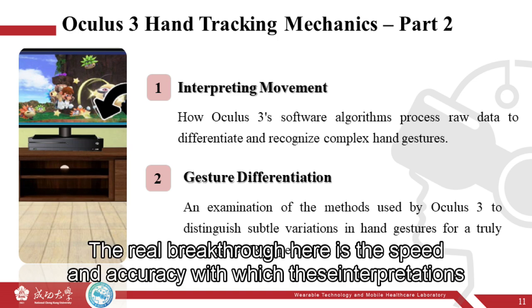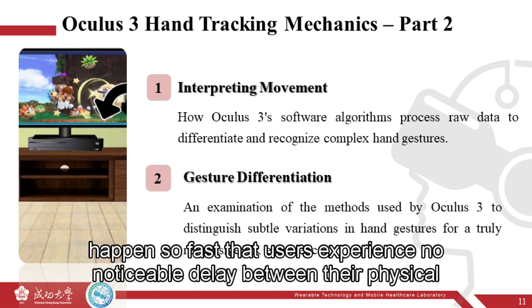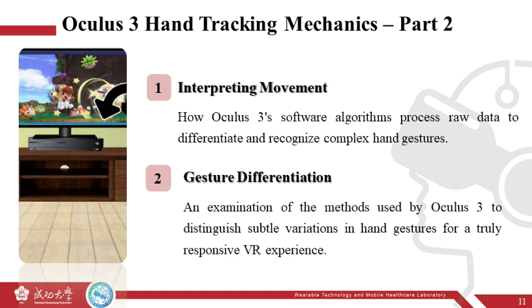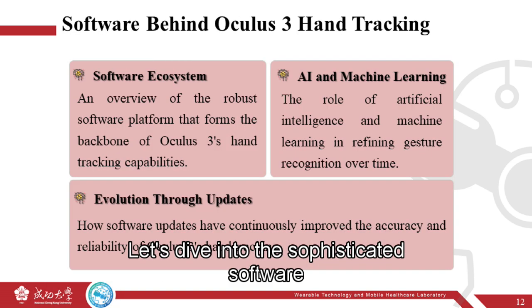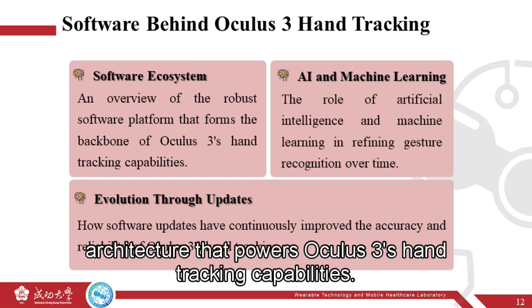The real breakthrough here is the speed and accuracy with which these interpretations happen, so fast that users experience no noticeable delay between their physical movement and the virtual response. Let's dive into the sophisticated software architecture that powers Oculus-3's hand tracking capabilities.